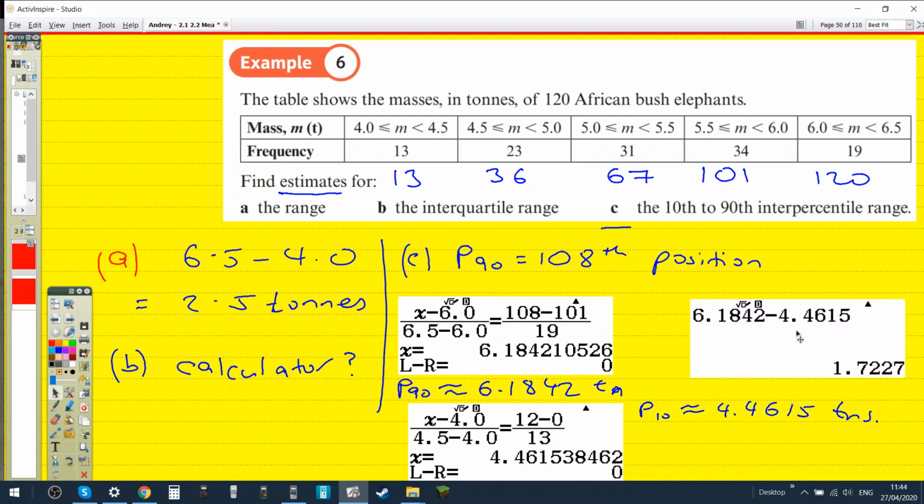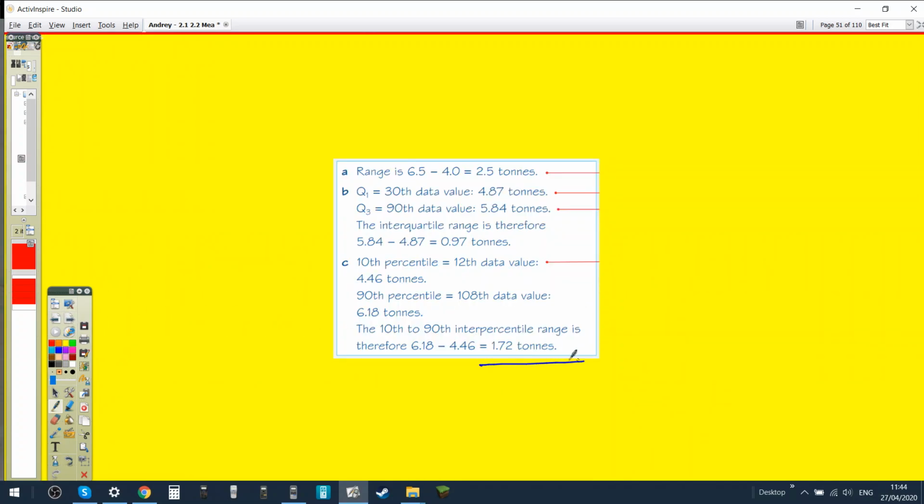So 1.72. So that's 1.72 tons. 2 tons, and that's the range. 1.72 tons. Great. So let's see. The range was 6.5 minus 4.0, so the upper bound of the heaviest group minus the lower bound of the first group.